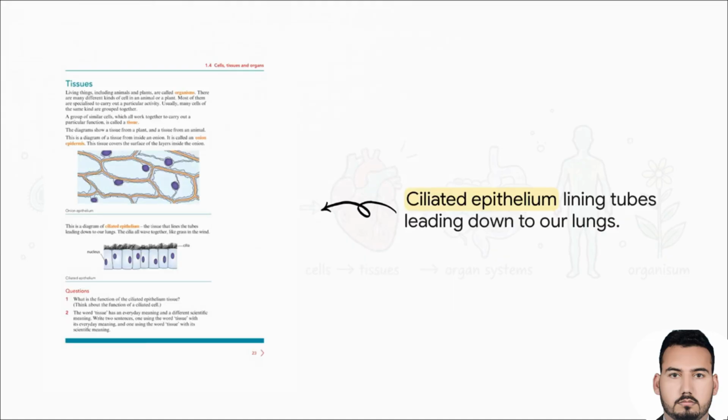And this brilliantly illustrates an animal tissue, the ciliated epithelium. Notice those tiny little hair-like structures on top of the cells? Those are called cilia. This specific tissue lines the tubes that lead straight down into our lungs. And here's the really cool part. The cilia all wave together, functioning kind of like tall grass swaying in the wind to help sweep things along the respiratory tract. Once again, it's a highly specialized team of cells performing a very specific function.